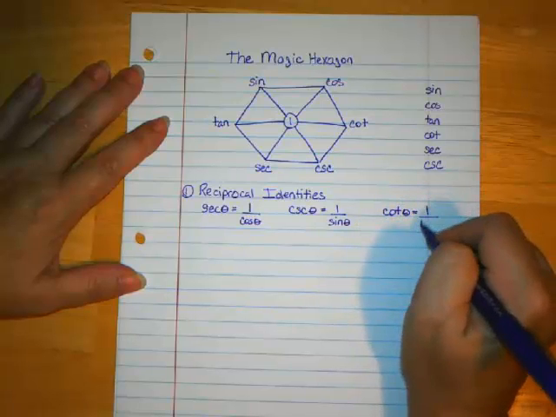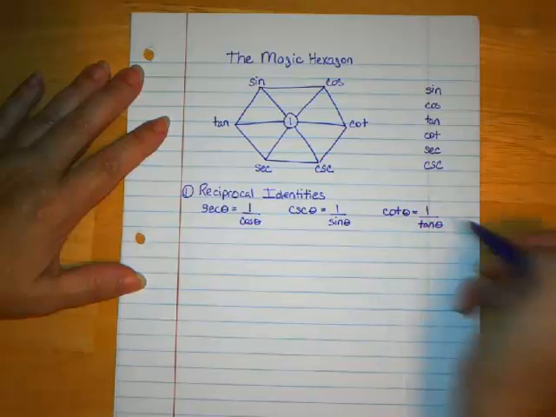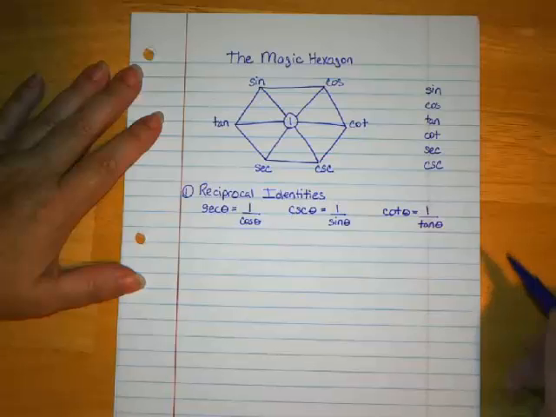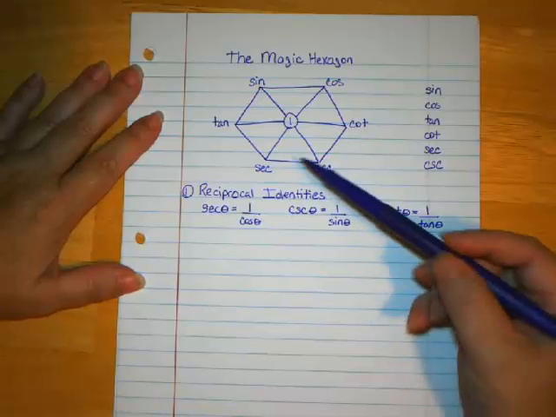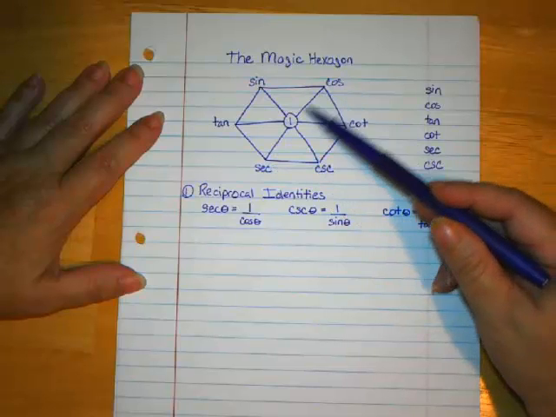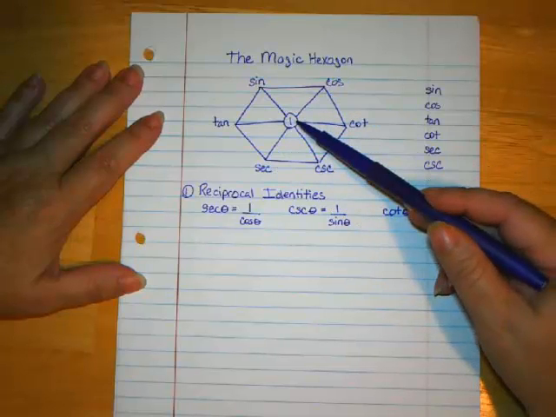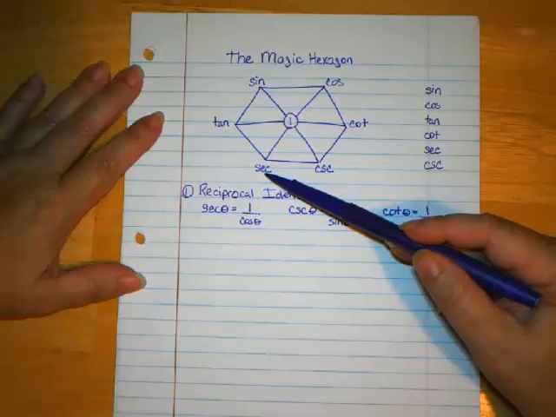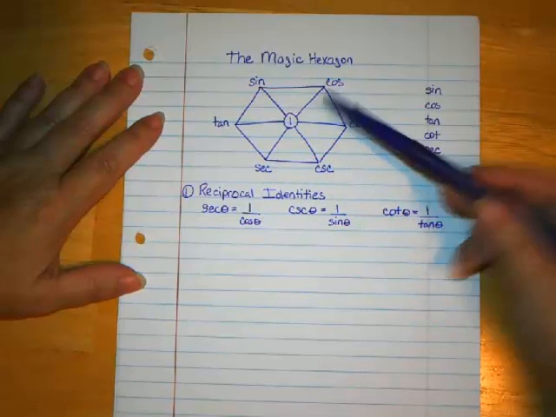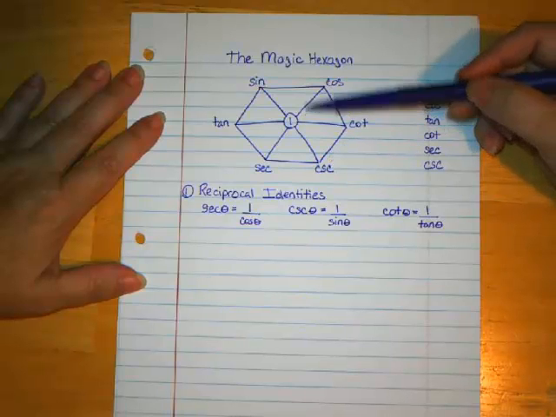Now, looking at the hexagon, do you see where these are? As you will notice, each of the reciprocals are on a diagonal across from each other with the 1 in the center. So, secant is 1 over cosine. Cosecant is 1 over sine. And cotangent is 1 over tangent.